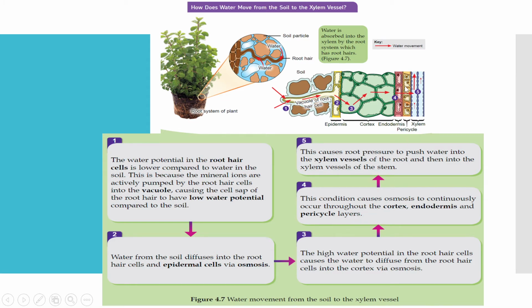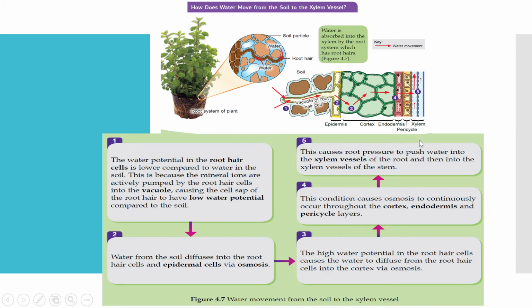So all this is in one direction because of the osmosis. Number five, this causes the root pressure to push the water into the xylem vessels of the root, and then into the xylem vessels of the stem. So this region here is still, we are describing the root system. So this is how it is in the root system.